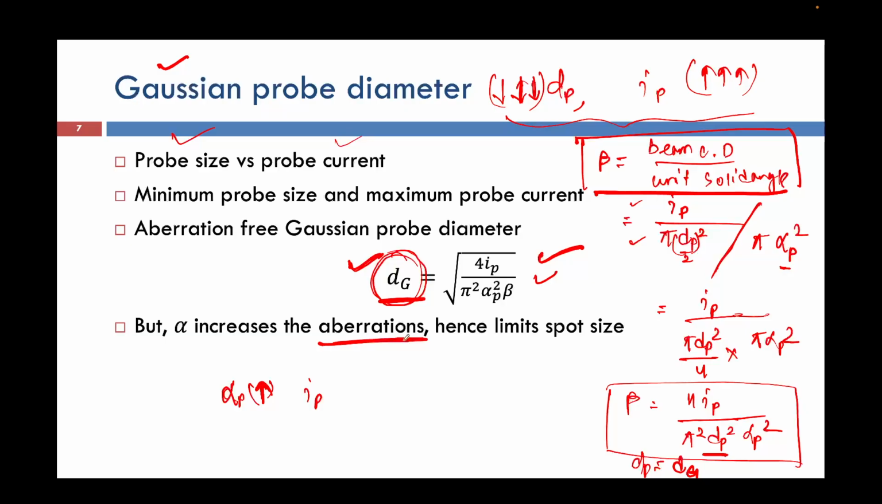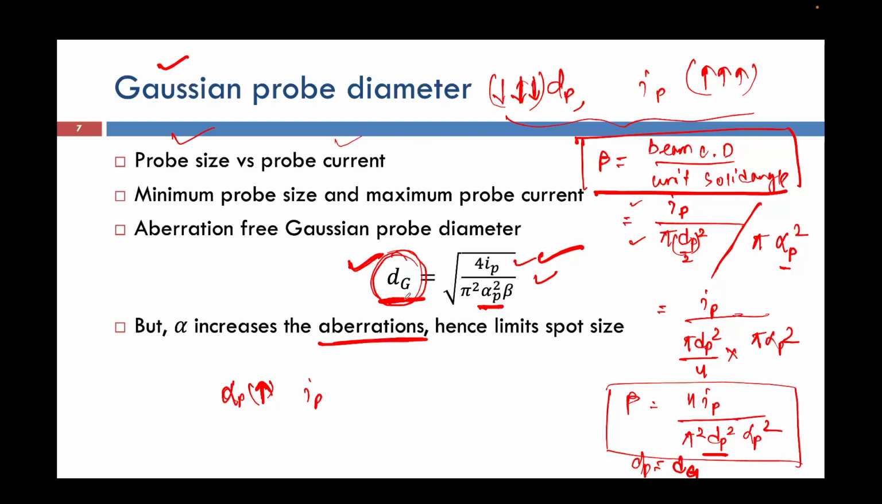So if I have to keep a constant Gaussian probe diameter and I want to increase alpha p, that means my convergence angle, I have to increase ip. But in that case, I have to increase my aberration. So that means I randomly cannot manipulate all these things. ip or alpha p, I randomly cannot increase or decrease. So I have to limit the spot size.